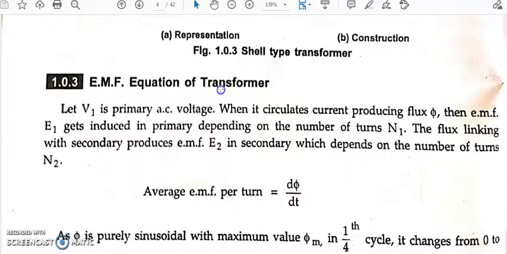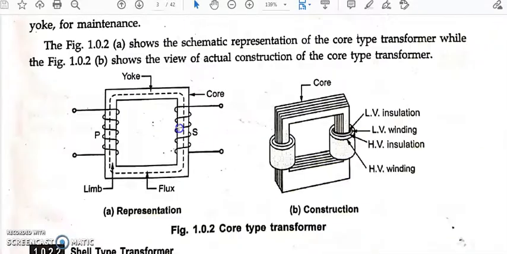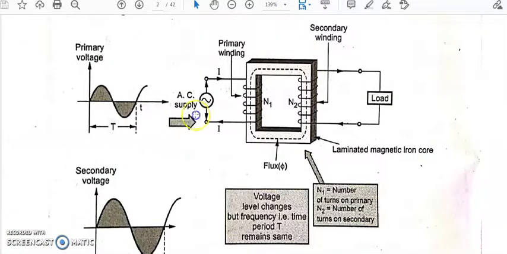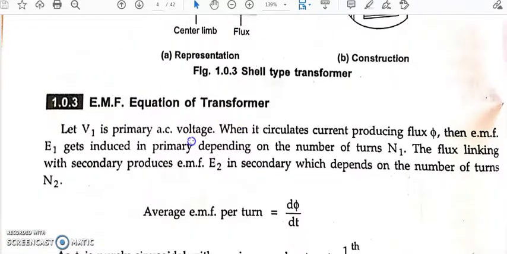Now coming to the EMF equation of transformer. Like I said, I already showed this voltage V1. Just remember this voltage V1. Here it is E1, here it is E2, and here it is V2. E2 is the EMF at the second winding, and V2 is the voltage across the load, and V1 is the AC supply voltage, and I1 is the primary current and I2 is the secondary current. And this is the sinusoidal waveform, that is the AC voltage applied at the primary winding. With this knowledge, we shall learn the EMF equation of transformer.